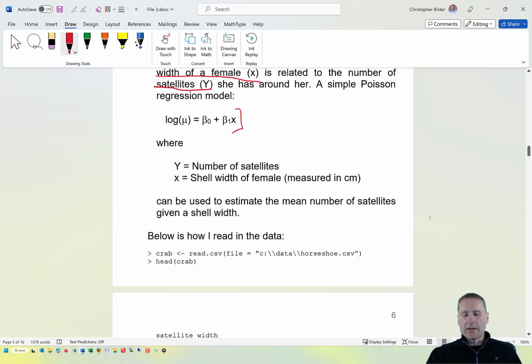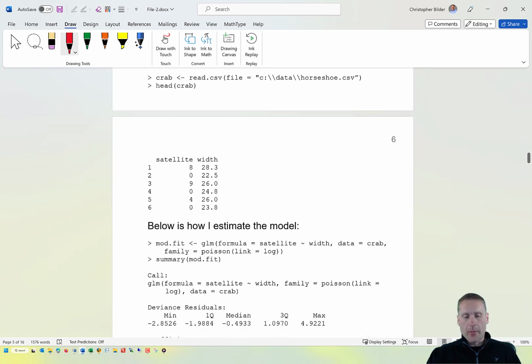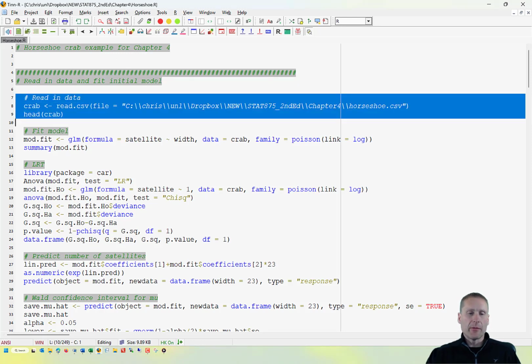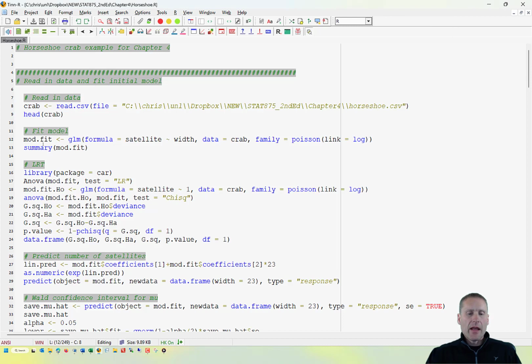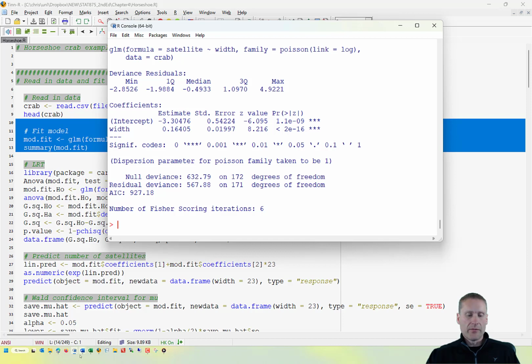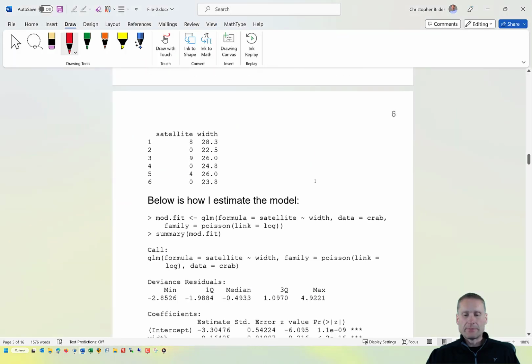Let's look at how we can analyze this data in R, or do the computations in R, I should say. So let me come over here to 10. I'm going to read in my data. It's in a comma delimited file. And I'm going to estimate my model using the GLM function. So I use formula equal, there's my response variable, satellite, tilde with my explanatory variable. My data is in crab. And here's the change from what we've seen before: family equal Poisson, link equal log. I then summarize the results that I save in mod.fit using the summary function. And here we go. Let me come back over here to Word so I can write on it.